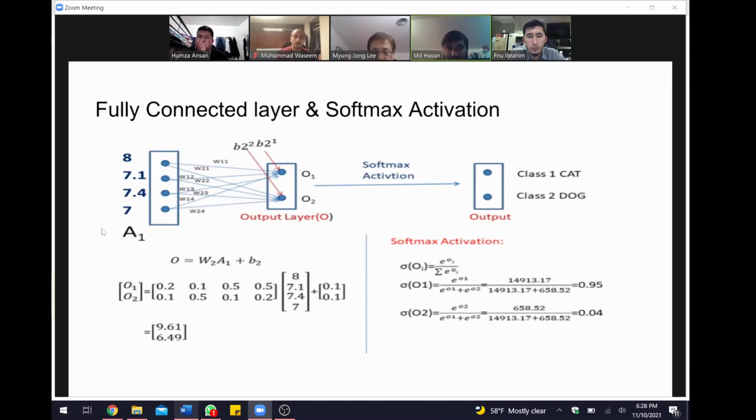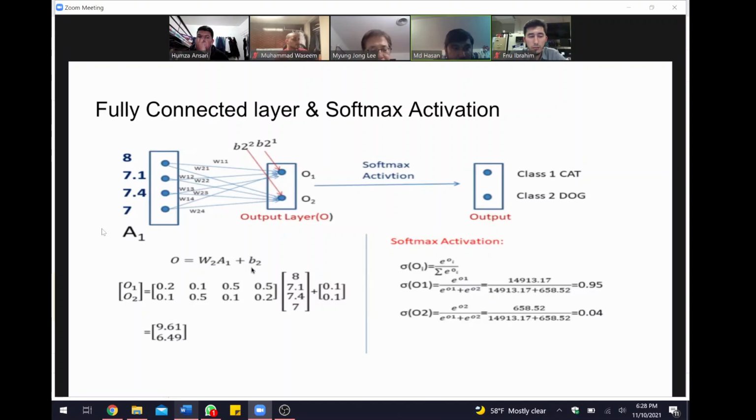So in this order, to find the output layer, the equation is O equals W2A1 plus the bias B2. Here, W2 is a weight matrix initialized for the output layer, A1 is the output from the previous fully connected layer, and B2 is the bias of the output layer.